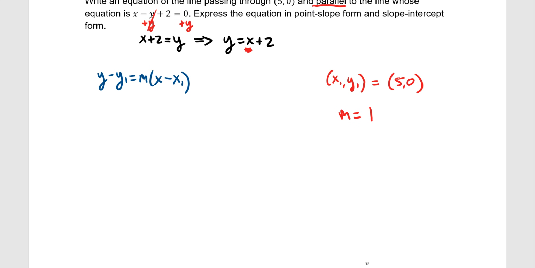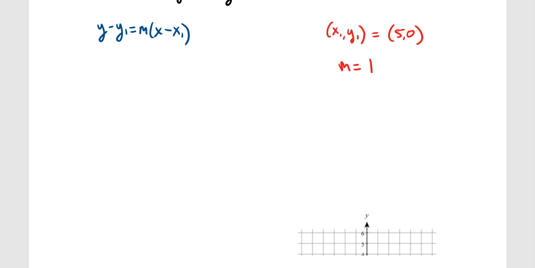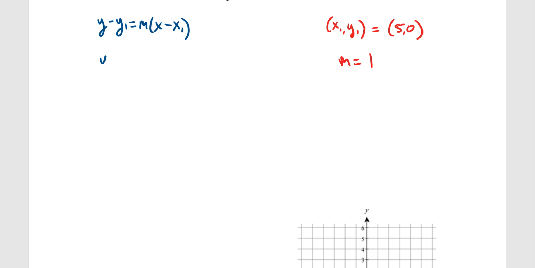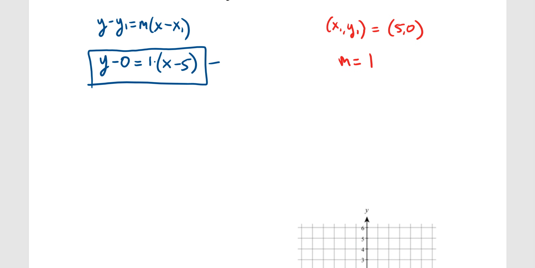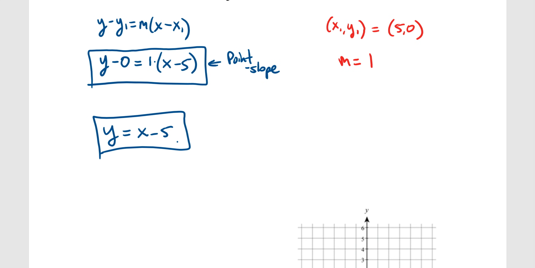So let's go ahead and plug everything in. Once we have that, that's all we need. Y minus 0 equals 1 times x minus 5. Technically, this is point-slope form. Kind of messy, but technically this is point-slope form. And to get this into slope-intercept form, we solve it for y, which is actually very easy because it's pretty much already solved for y. Get rid of the 0, multiplying by 1 doesn't change anything, so we get y equals x minus 5. And that's slope-intercept form.